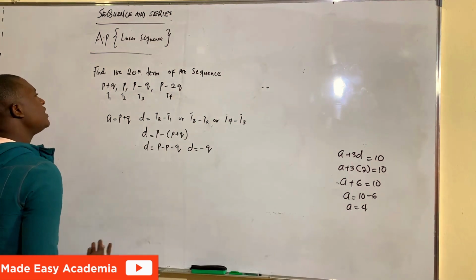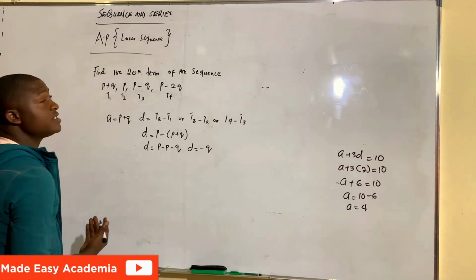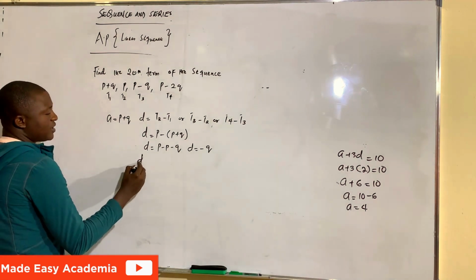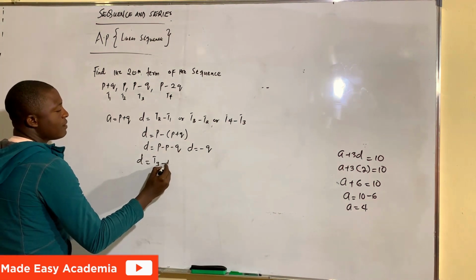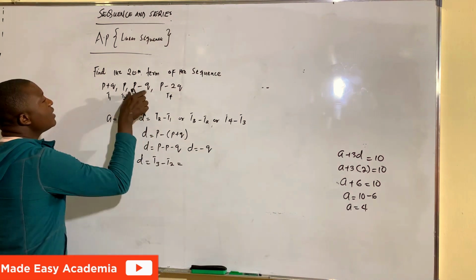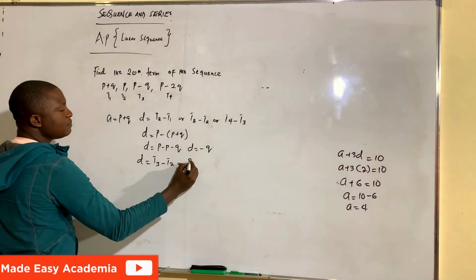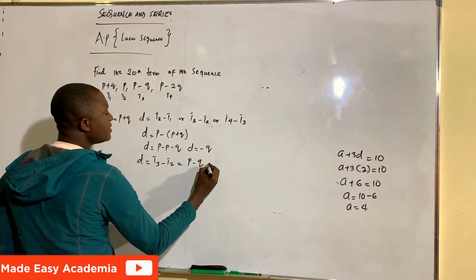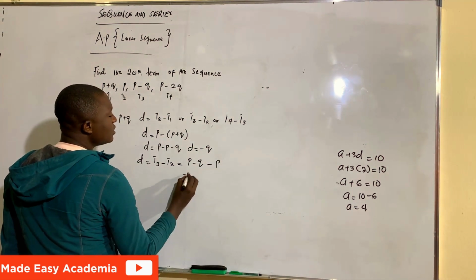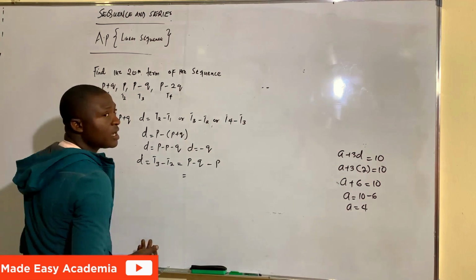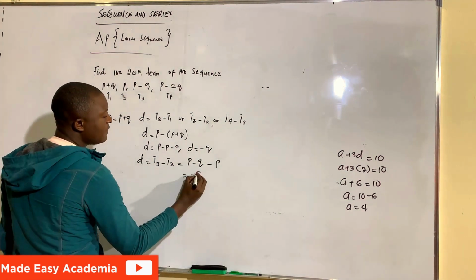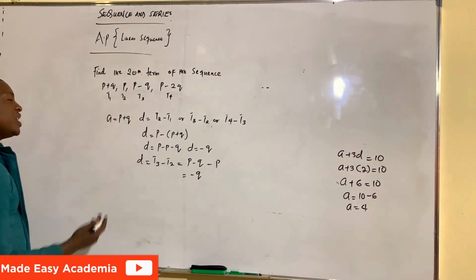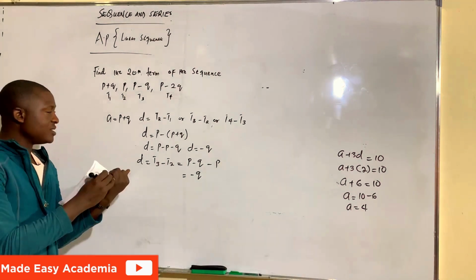Or if you like, you can use this one too as well, third term and second term. Let's check that. Can we have the same result? The difference is equal to third term minus second term. So from here, my second term is P minus Q, and the third term is P. So now, if you look at it, P minus P, and we have 0. So what we have left is minus Q. You can see we have the same result.